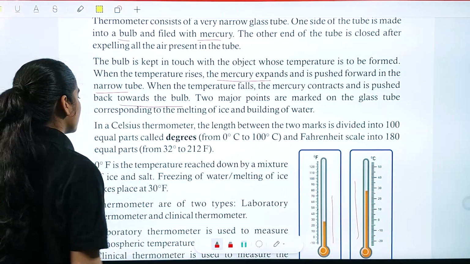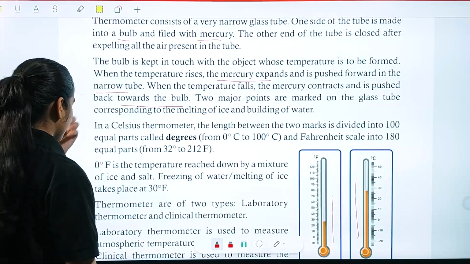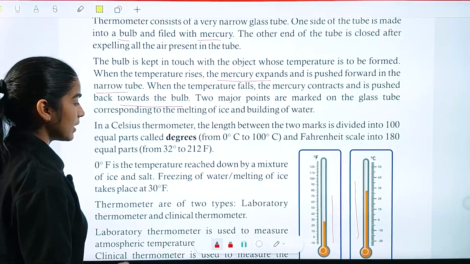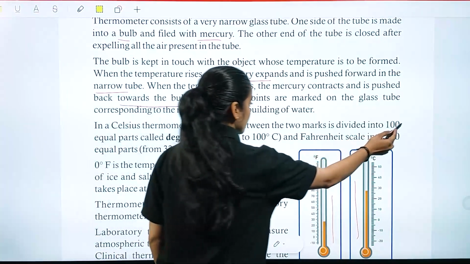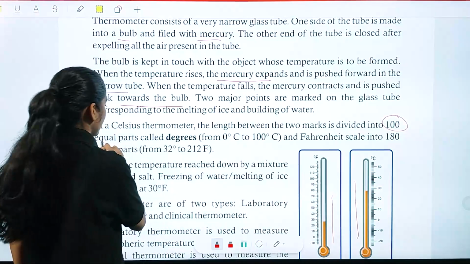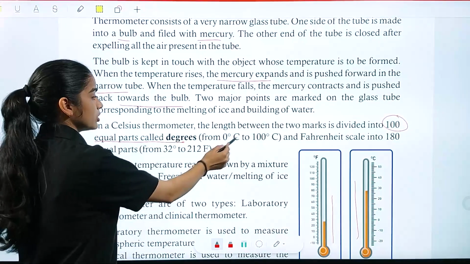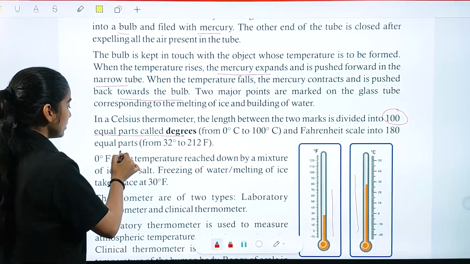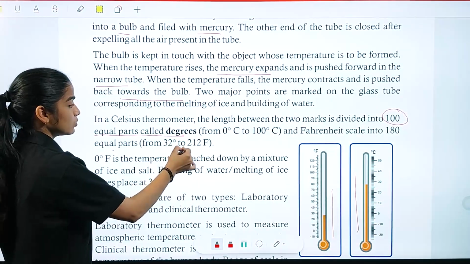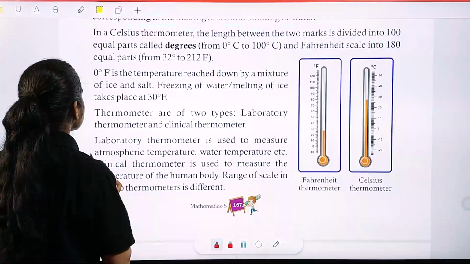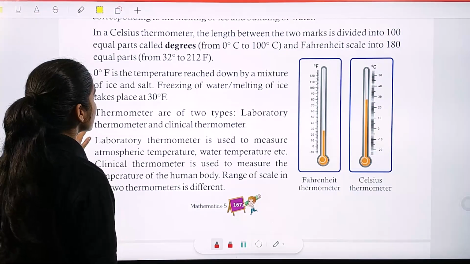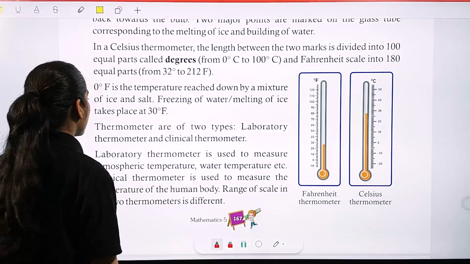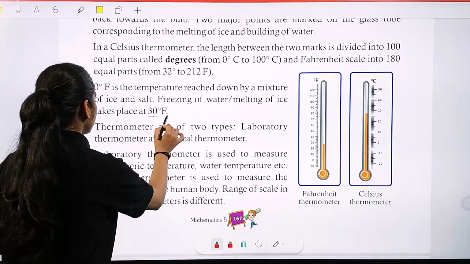Now in a Celsius thermometer, the length between the two marks is divided into 100 equal parts called degrees, from 0 degree to 100 degree, and in the Fahrenheit scale into 180 equal parts from 32 to 212 Fahrenheit. 0 Fahrenheit is a temperature reached by a mixture of ice and salt. Freezing of water and melting of ice take place at 32 degree Fahrenheit.